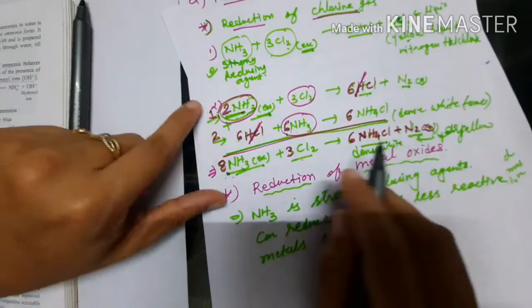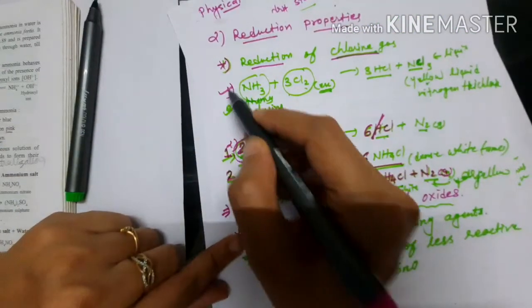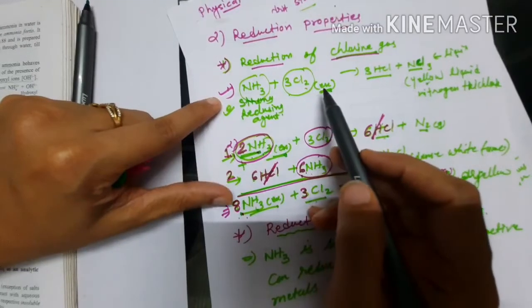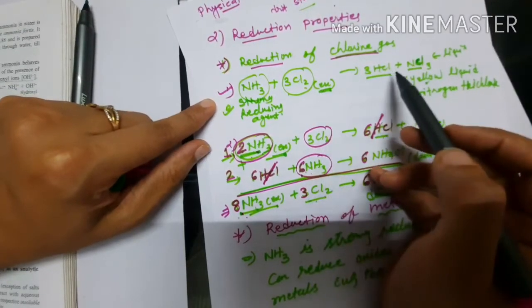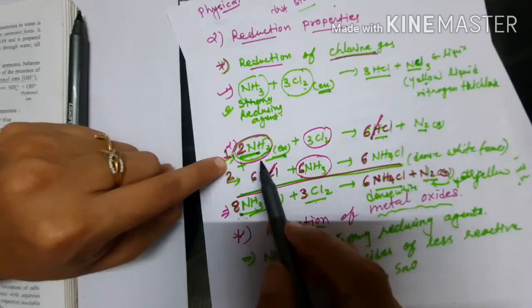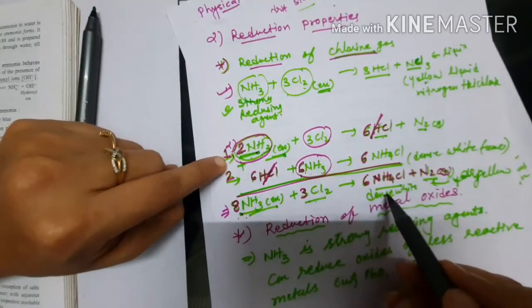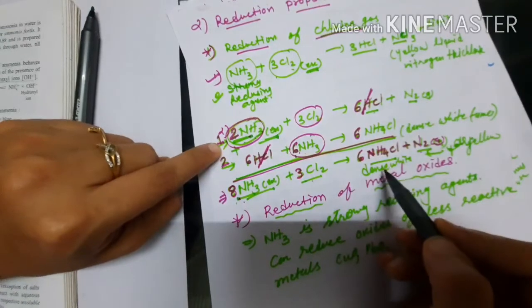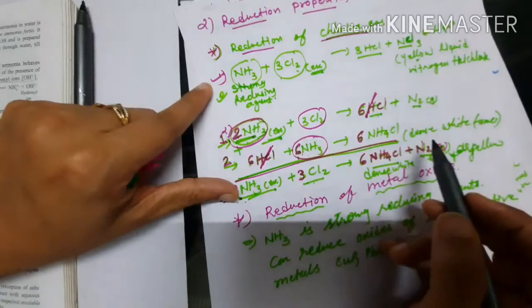Okay. So these are very important reduction reactions, and you have to remember both reactions. If we take excess chlorine, then this product will be formed, and if we take excess ammonia, then this product will be formed. Here hydrochloric acid and here ammonium chloride will be formed. I hope you understand this.